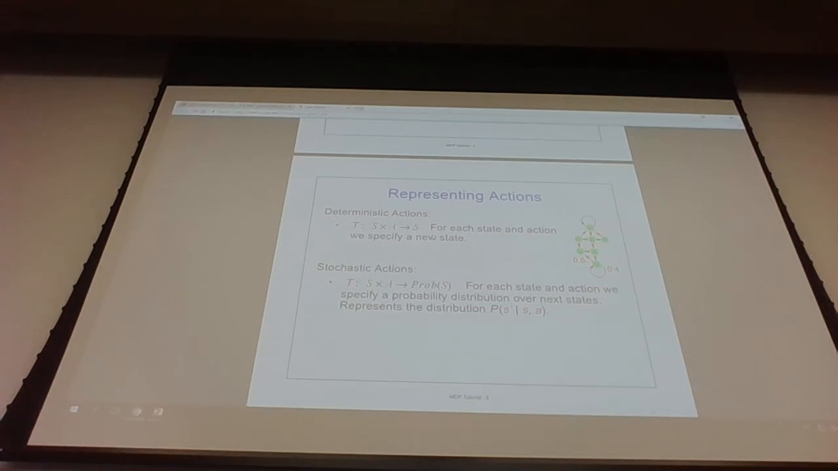So there can be two ways: deterministic actions and stochastic actions. Deterministic means, as I already explained, that you always go to that state, and stochastic means there is a probability that you might go to that state.